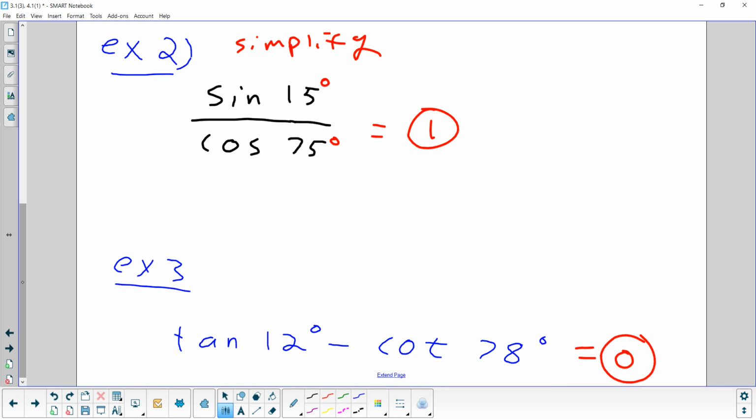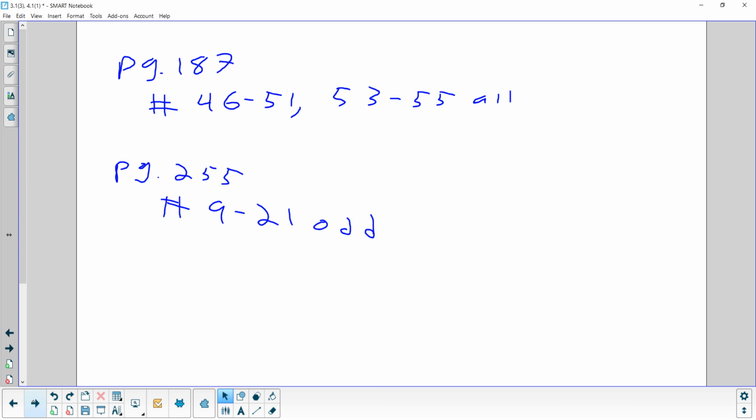Any questions about that? All right, so that's the end of 3.1 and the first part of 4.1. So page 187, those are all the yes-no type of questions we did at the beginning. And on 255, those are finding like the sine, cosine, the tangent, things like that.